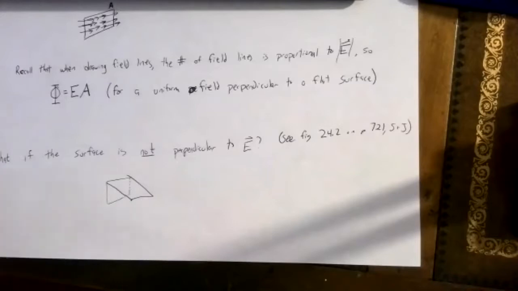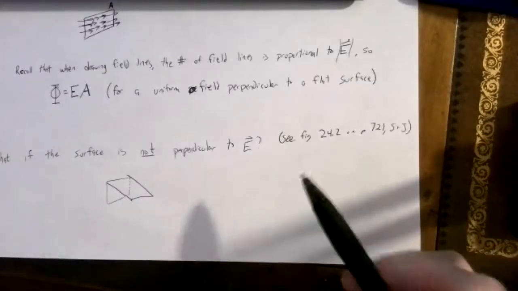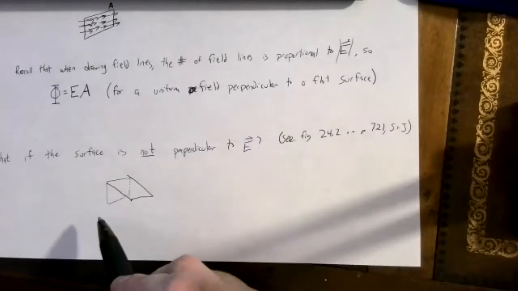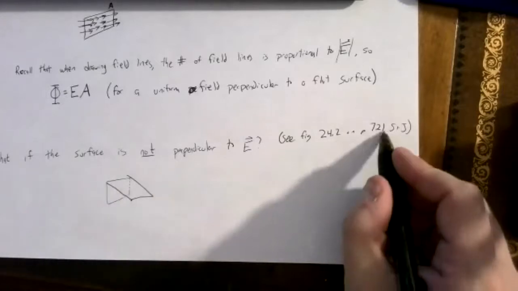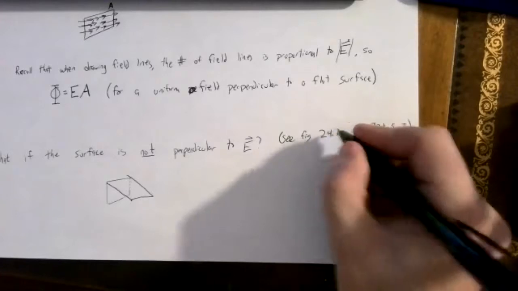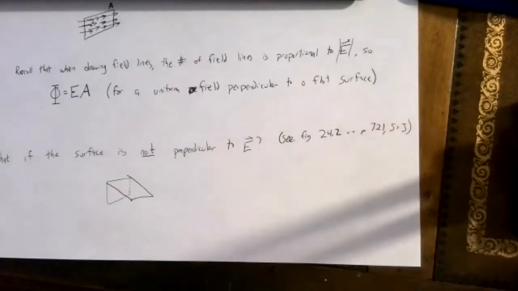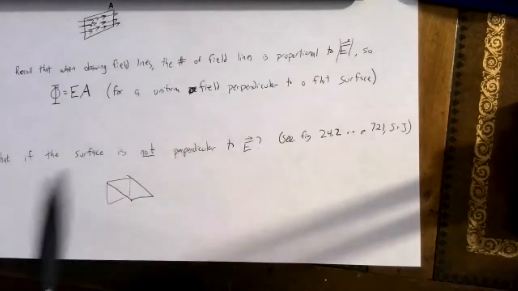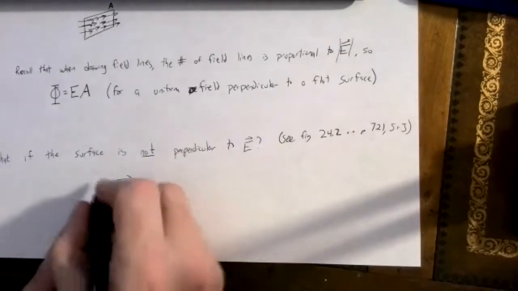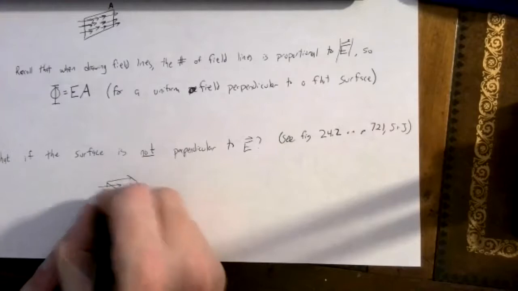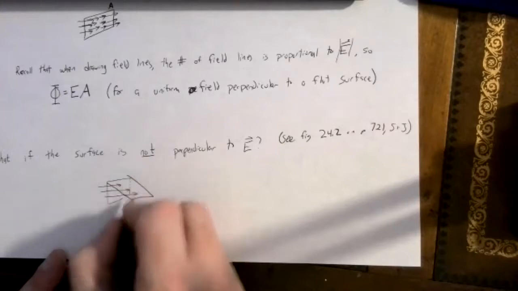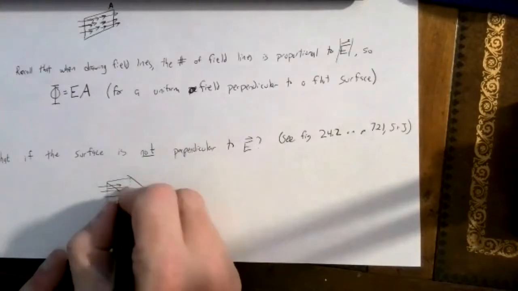What if the surface is not perpendicular to the electric field? Let's see what happens next. I can't draw this picture that well, so if you take a look in Serway and Jewett on page 721, figure 24.2, that has a better view of this. What I'm doing here is I'm going to have the same electric field, uniform and to the right.